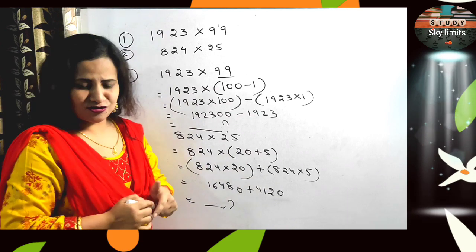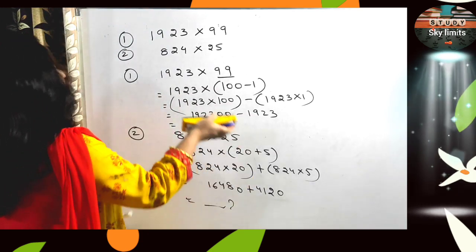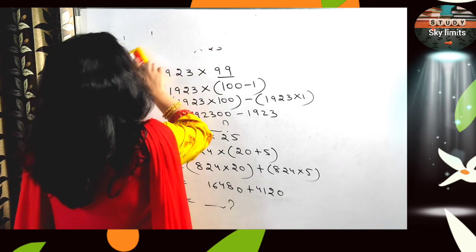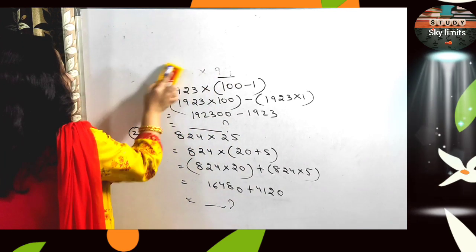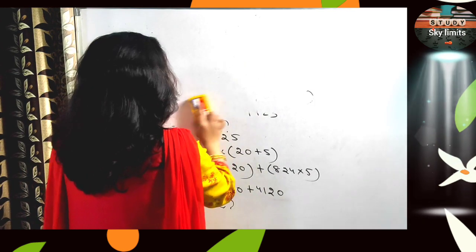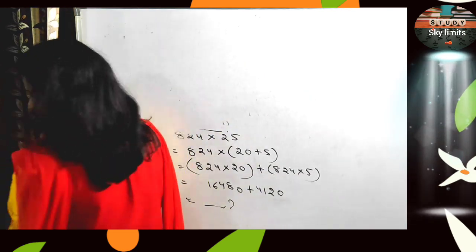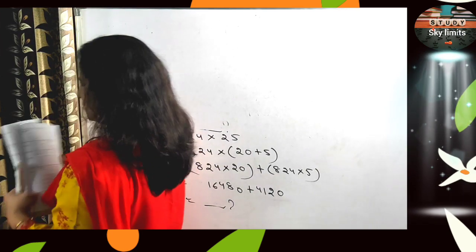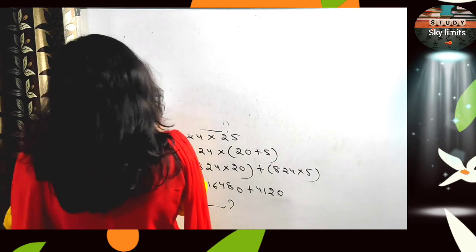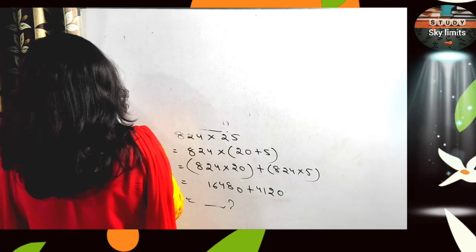Now let us take some more questions. So using this distributive property, it becomes very simple for us to solve certain kinds of numbers. Now let us take some more examples.